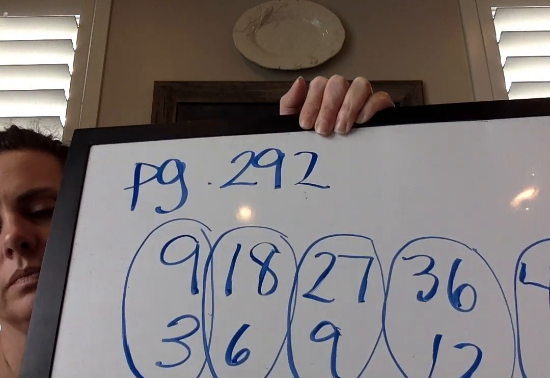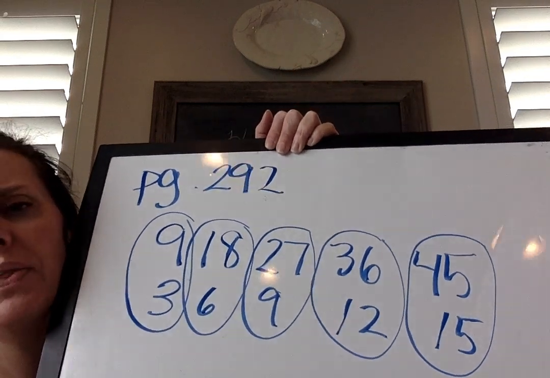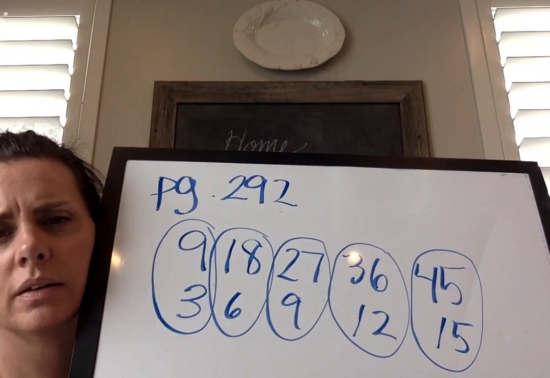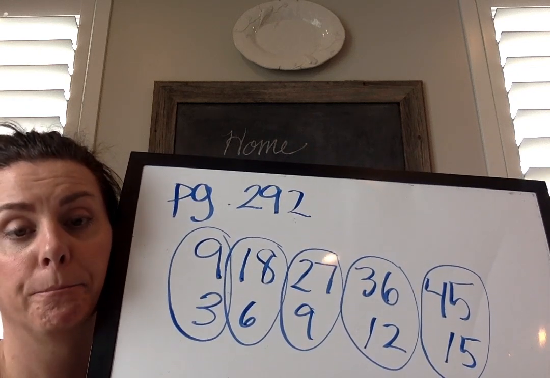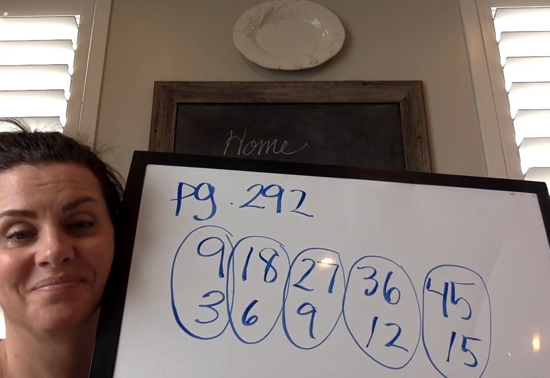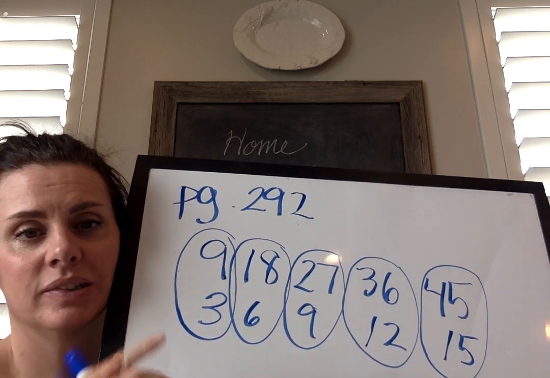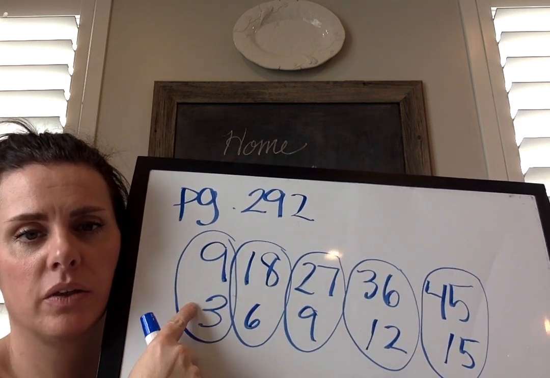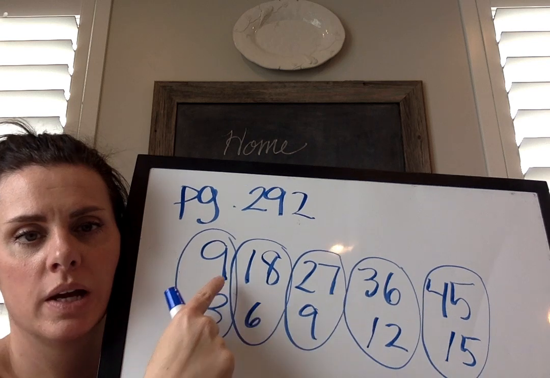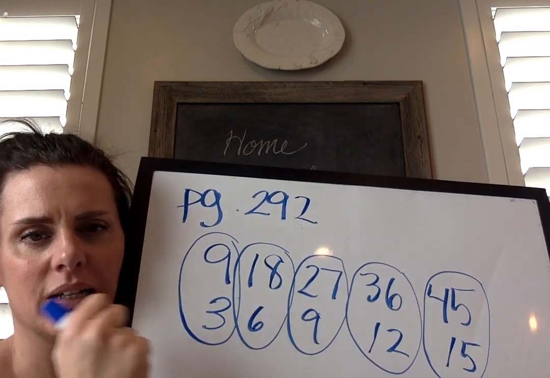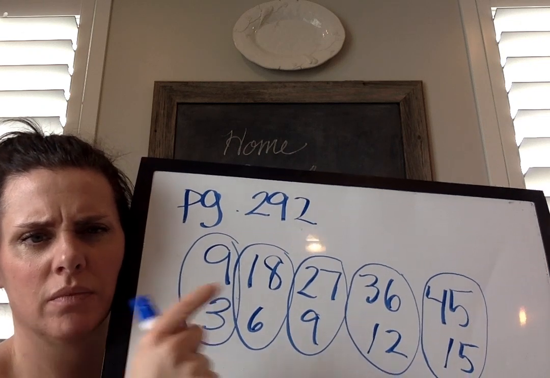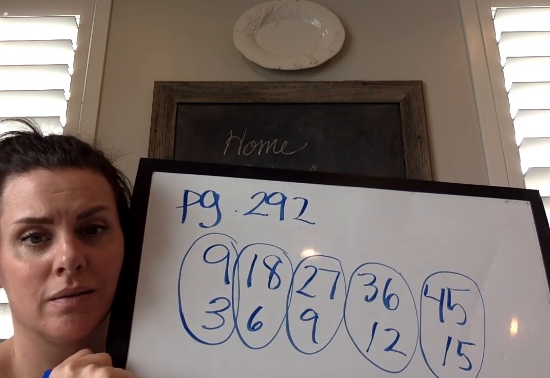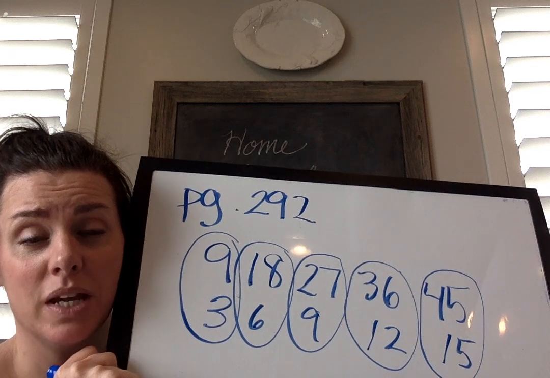Okay. Now, see if you can figure out what the pattern is. What's the relationship between the top line and the bottom line? What do you think? Here I go from 9 to 3. Here I go from 18 to 6. What's happening in each of those that's the same? 27 to 9. I'm dividing by 3, right?